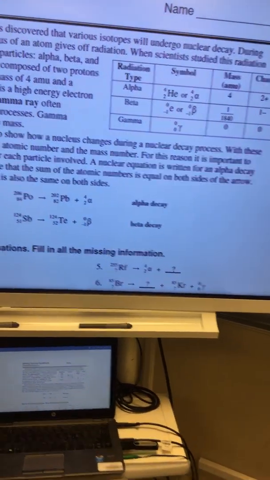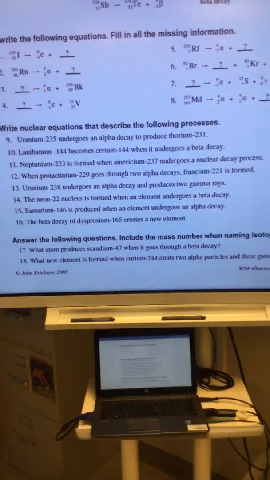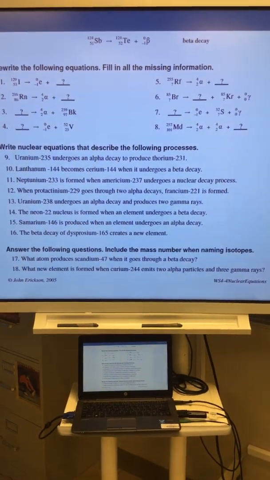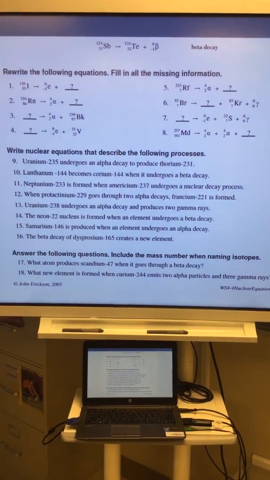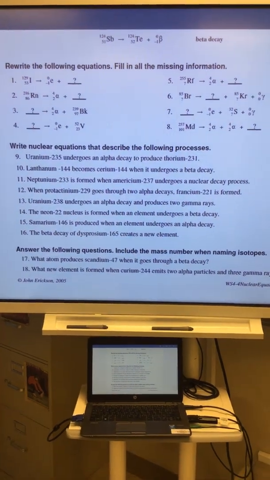We're going to start with the word equations, which are all down here on the lower portion. If you cannot print this document off at home, feel free to do your homework on a piece of notebook paper and just write these equations out.